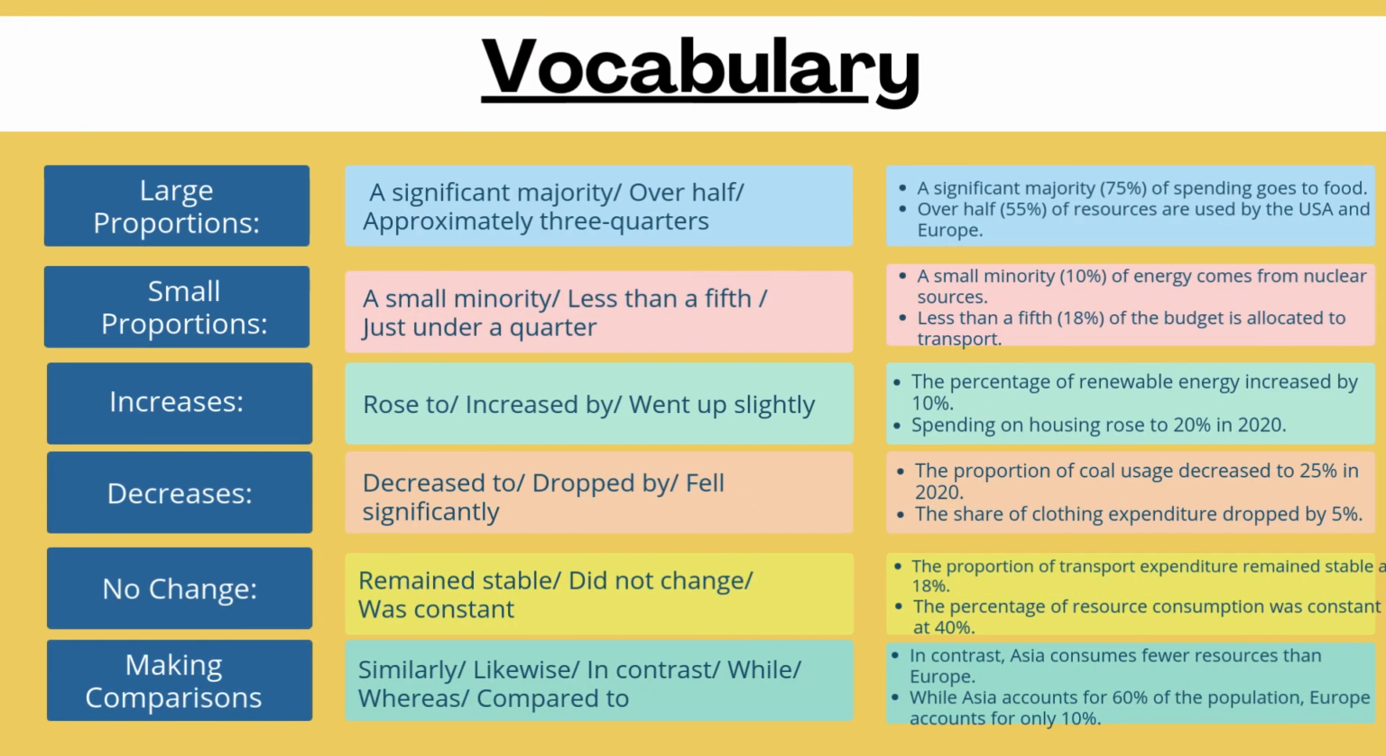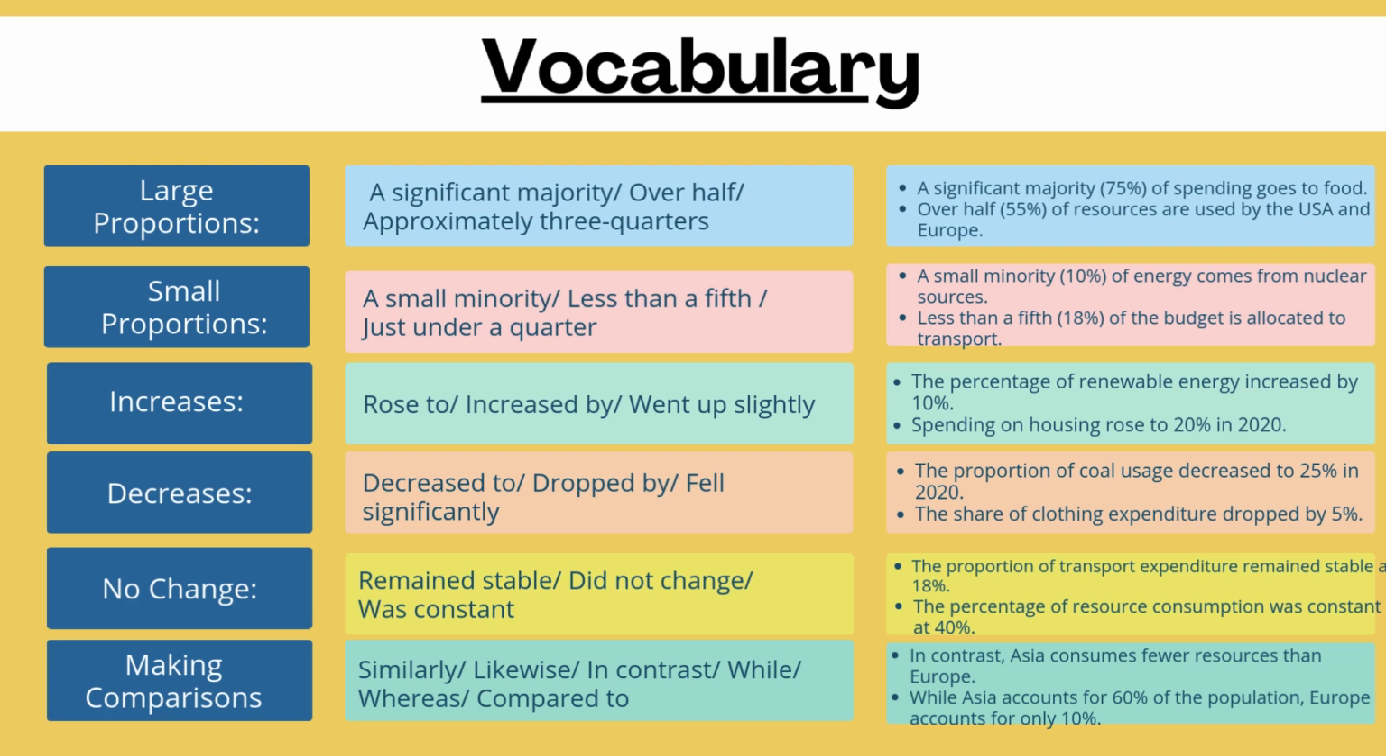Now let's have a look at some useful vocabulary which will help you write your pie chart effectively. When discussing data or trends, vocabulary such as a significant majority, over half, and approximately 3/4 is used to indicate large proportions, while terms like a small minority, less than a fifth, and just under a quarter refer to smaller portions. To describe changes, we use expressions like rose to, increased by, or went up slightly for increases and decreased to, dropped by, or fell significantly for decreases.